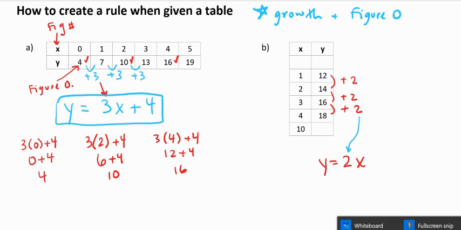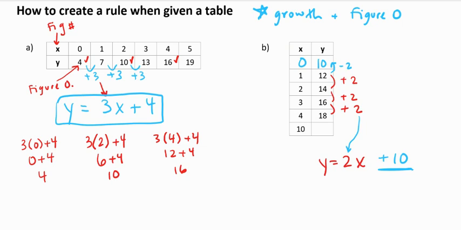Okay, and then I need to figure out what's being added over here. So they didn't give me figure 0 in this one, so sometimes you might have to work backwards. So, okay, for figure 0, I got to go backwards this time. So I'm going to subtract 2. Okay, so figure 0 would be 10, so that's how I know that plus 10 goes right here. Okay, so again, sometimes you might have to calculate what figure 0 is.